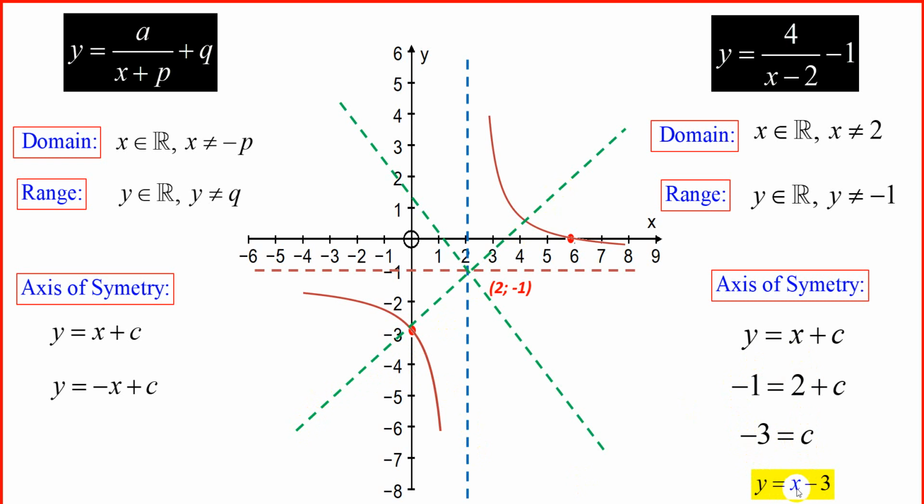In the same way, we can go and find the equation of the axis of symmetry with a negative gradient. Thank you.